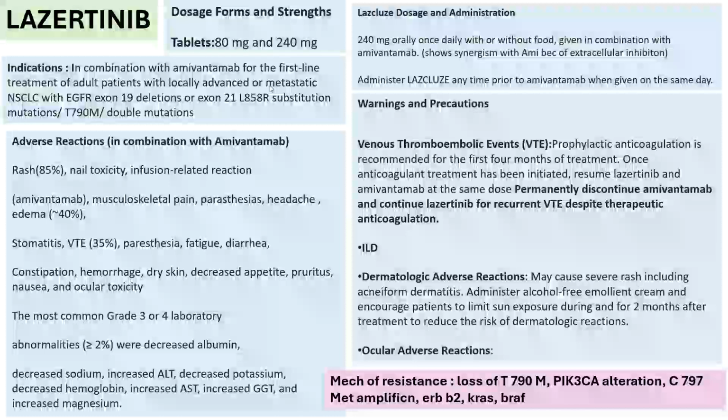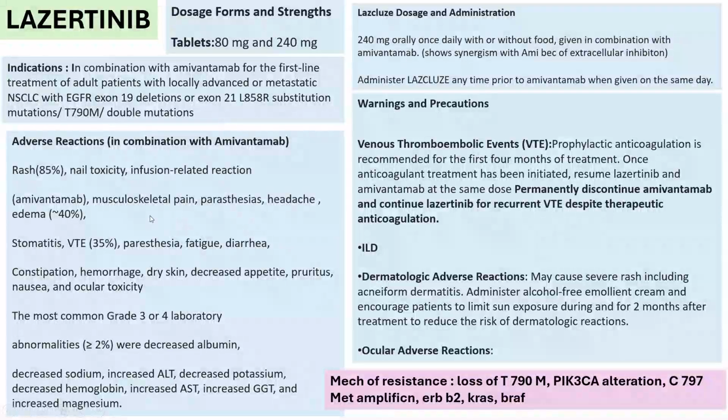So once anticoagulation treatment has been started, we can resume the drugs at the same dose. We do not need to reduce the drug. But if it recurs, then we need to permanently discontinue the drug, especially amivantamab, and we continue with only lazertinib. Another side effect that we see is ILD. That ILD will come in all TKIs. The dose of lazertinib is 240 mg orally once daily, with or without food, in combination with amivantamab. You generally give it on the same day prior to amivantamab.